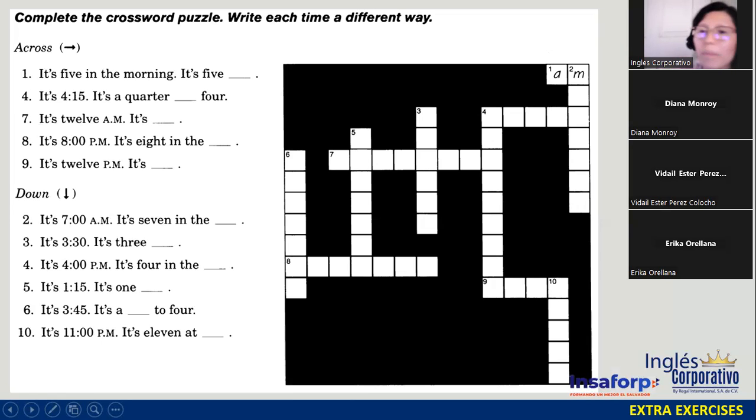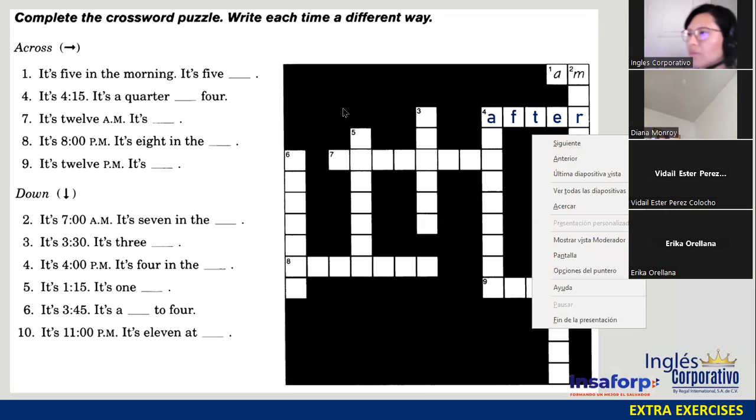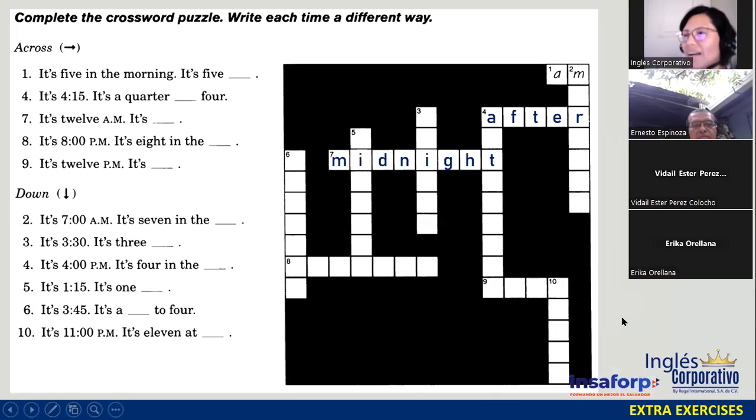Aquí está el a.m. What about number 4? Number 4, it's 4:15 o it's a quarter after, ¿verdad? It's 4. Muy bien. It's 12 a.m. Si yo digo it's 12 a.m., ¿cómo puedo decir eso de otra forma? It's 12 o'clock. ¿Otra palabra para decir eso? Si son las 12 de la noche, ¿cómo digo eso con una sola palabra? Midnight. Muy bien. It's midnight. Excelente.